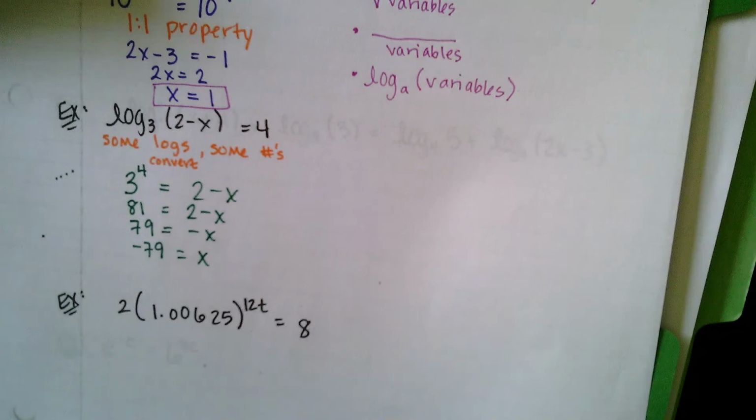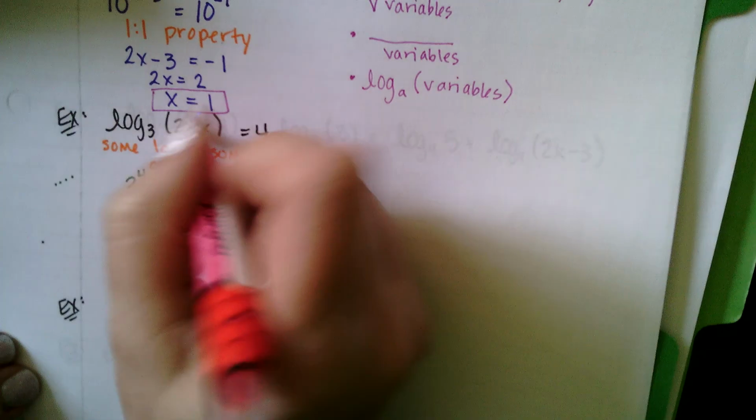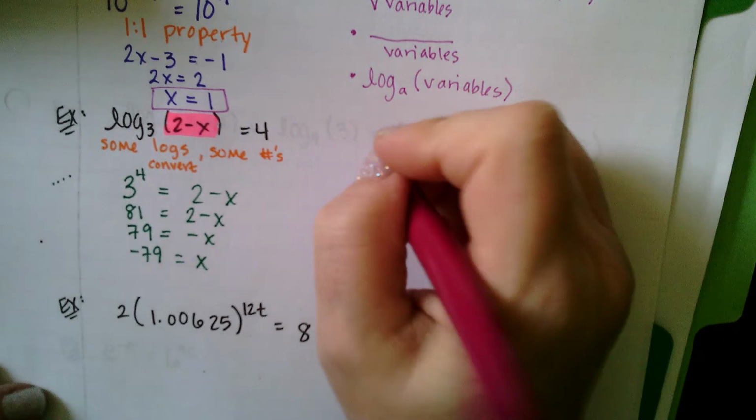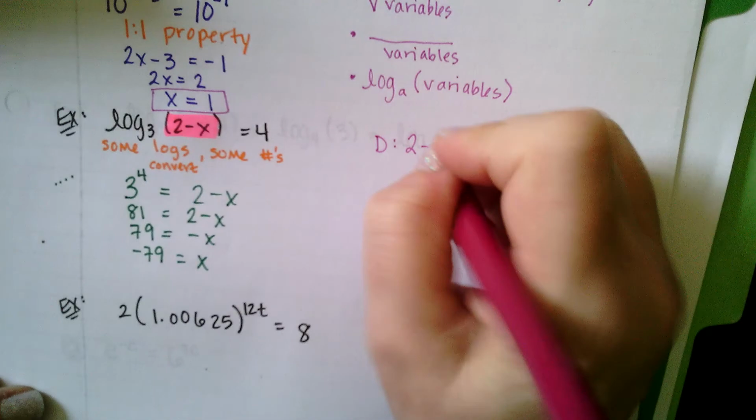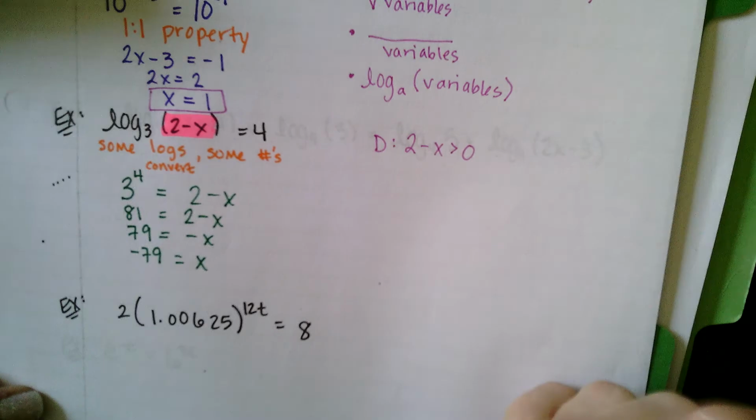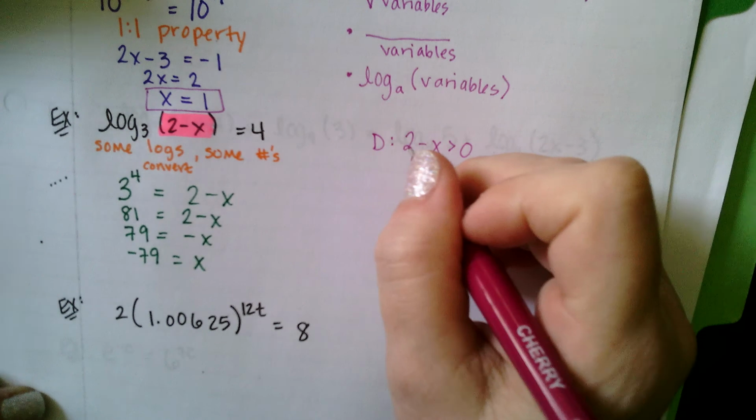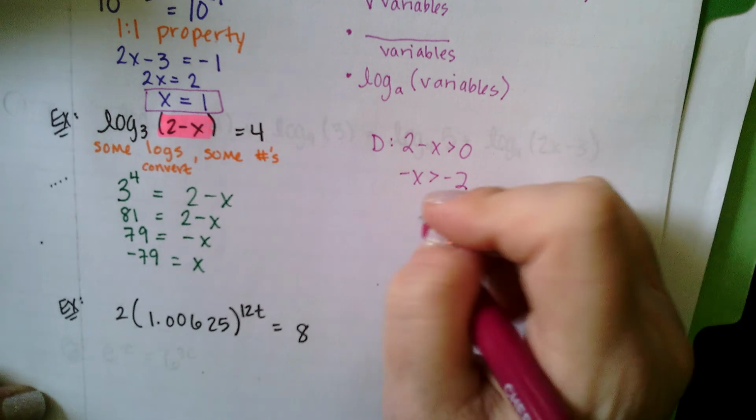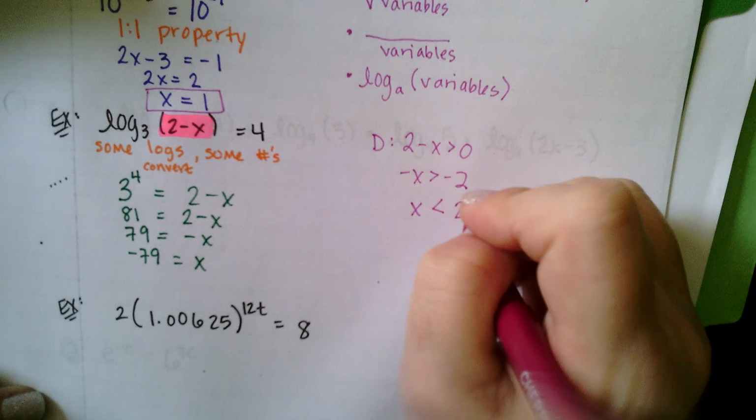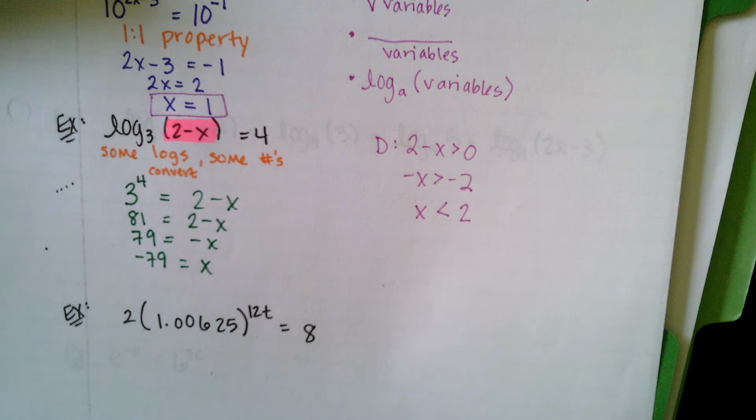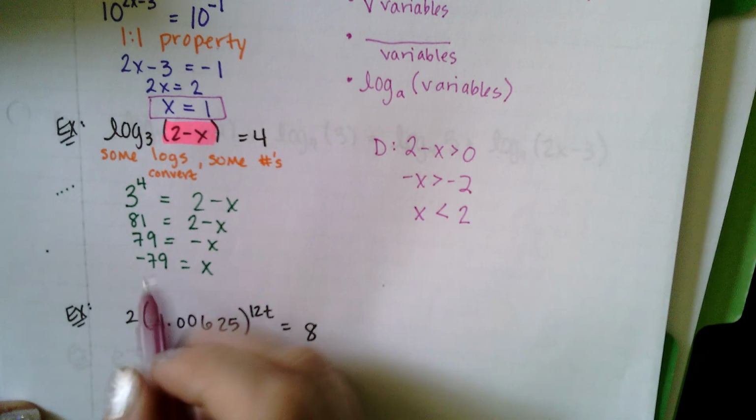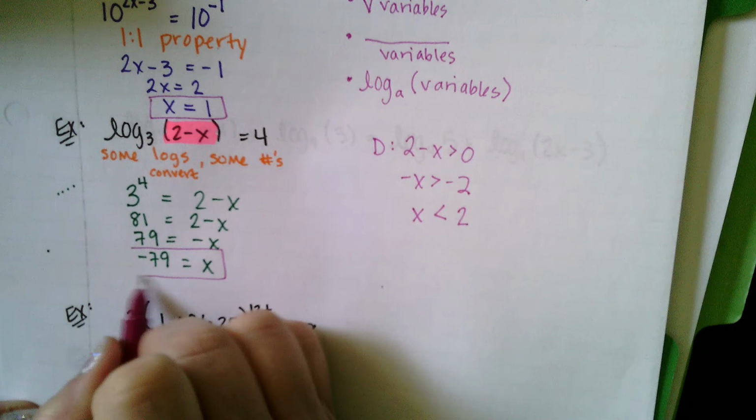Now, being that this had a log in the original problem, we need to be thinking about domain. The argument of that log needs to be greater than 0. So if I subtract that 2 over, I get negative x is greater than negative 2. Divide both sides by negative 1, I get x is less than 2. So we have to remember to reverse that inequality when we divide both sides by a negative number. So our domain is x is less than 2, and negative 79 fits that. So this is a valid solution.